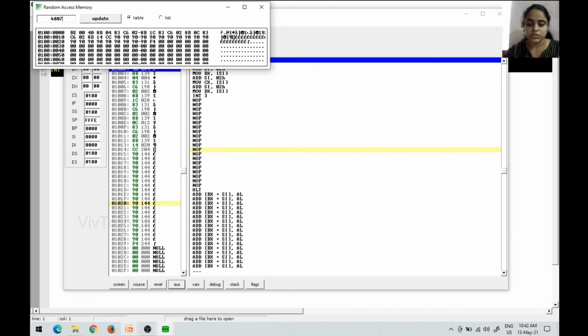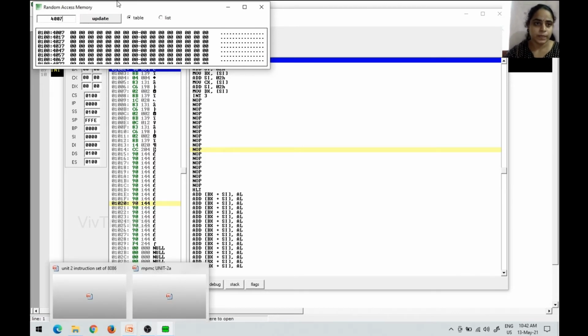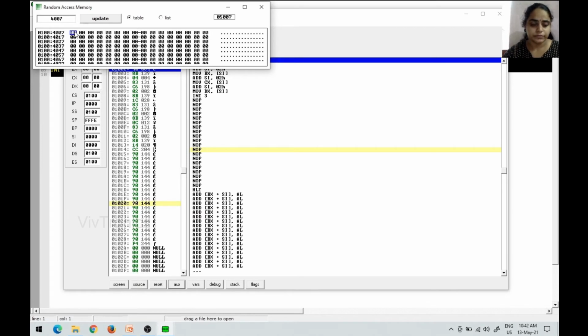In 4007 it is EF. Okay, so all the values from 4000 you can see here: 4000, 4001, 4002, 4003, 4004, 4005. Okay, so like that we have given. So I am updating it.